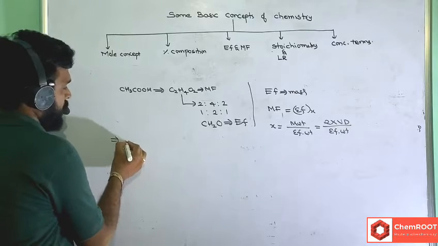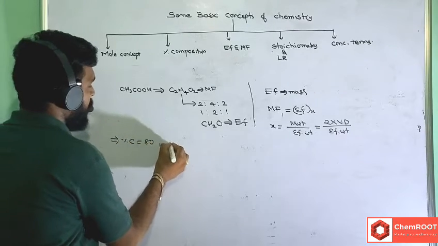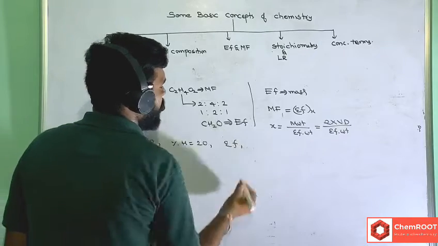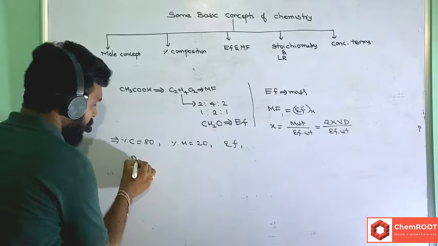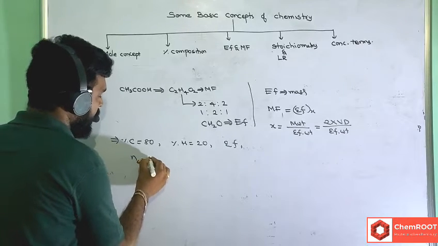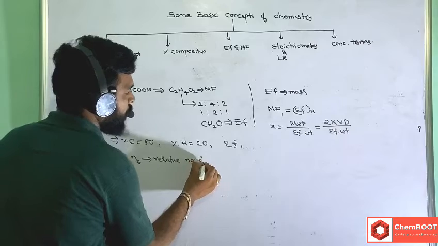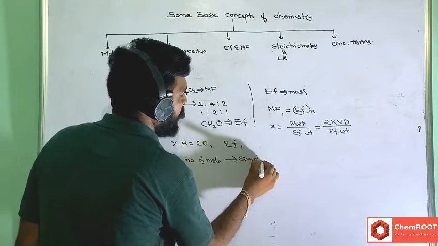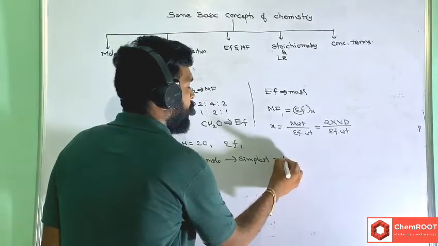Let's take one simple example. Percentage of carbon is given as 80, percentage of hydrogen is given as 20. Then how can you find the empirical formula? Okay, so it is 80%. First we have to find the number of moles of each element, then the relative number of moles, then you have to find the simplest ratio. That will give the information about the empirical formula.